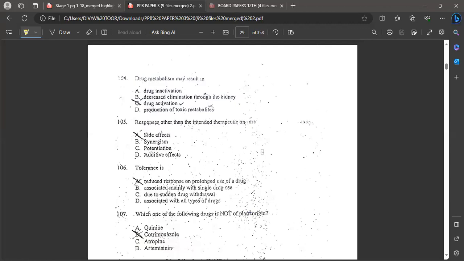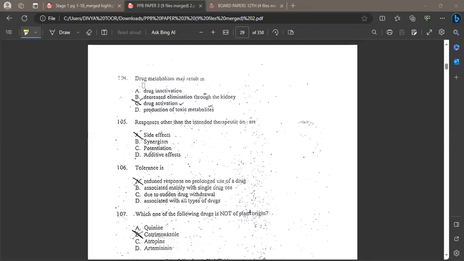Because ideally, when you metabolize drugs, you make them more soluble. Because I feel like A, C, and D are all results of drug metabolism. So you'd go with B. Yeah, I'll also go with B because when it's metabolized, it decreases the therapeutic effect. But you see, the question is asking drug metabolism may result in, not may not. Yeah, that's what we're saying.